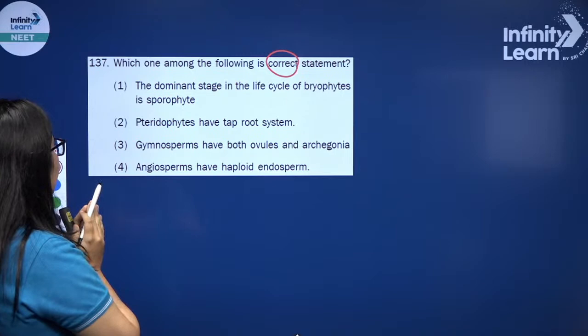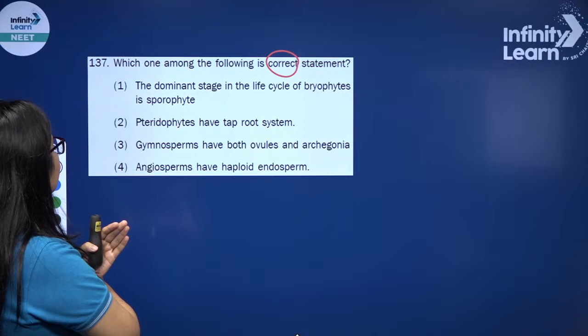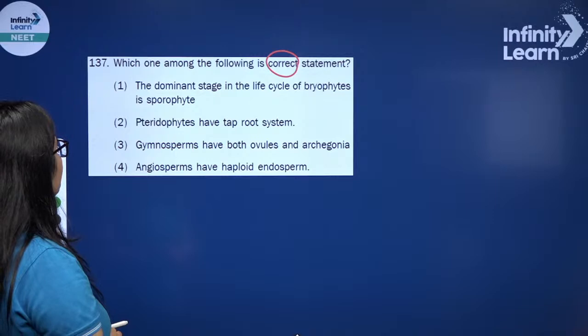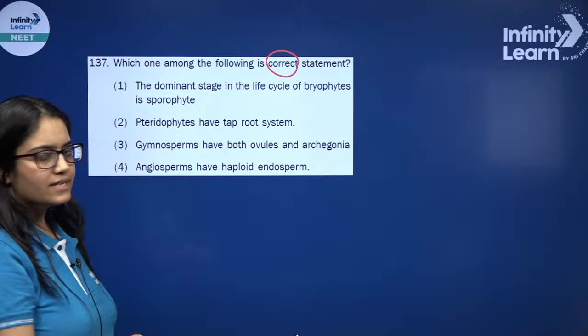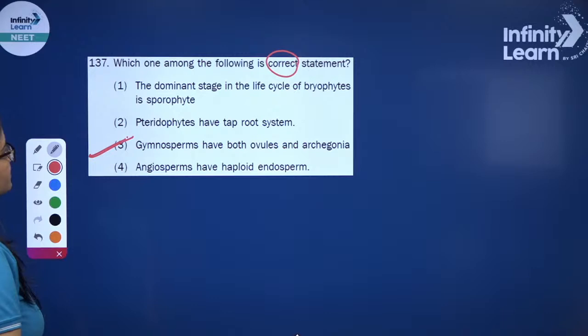Angiosperms, okay, then pteridophytes have tap root system. Gymnosperms have both ovules and archegonia. Angiosperms have haploid endosperm. If you notice, my dear students, gymnosperms have both ovules and archegonia is in fact the correct statement. In the ovules of gymnosperms, archegonia is present, in which the female gamete is formed. So this is absolutely correct. Archegonia will not be present in the angiosperms.